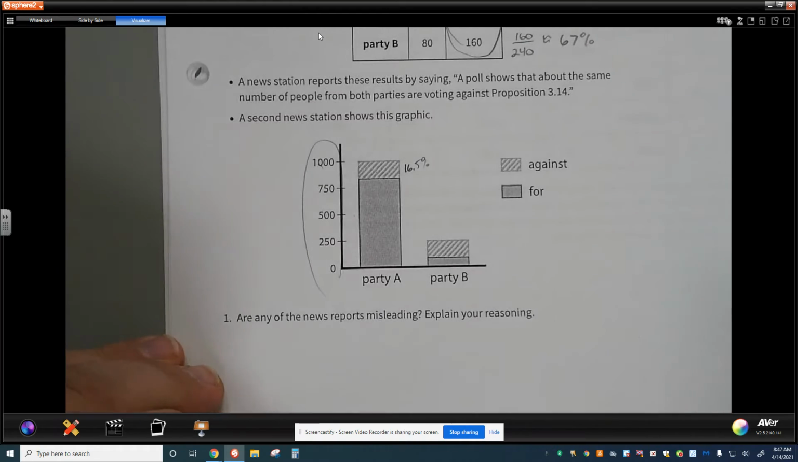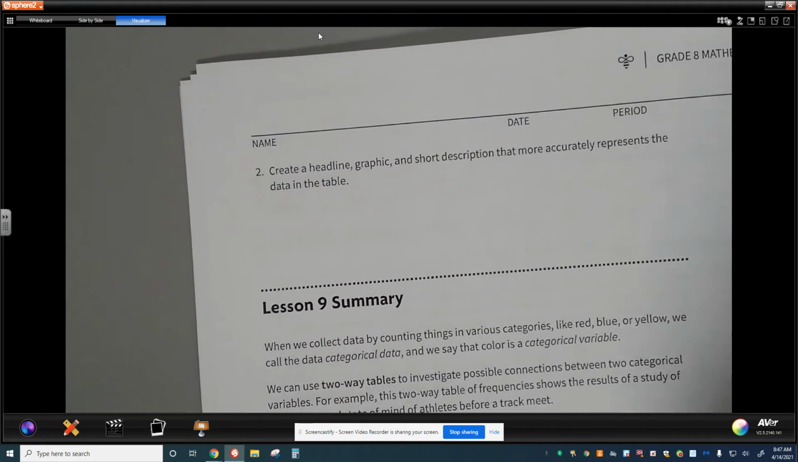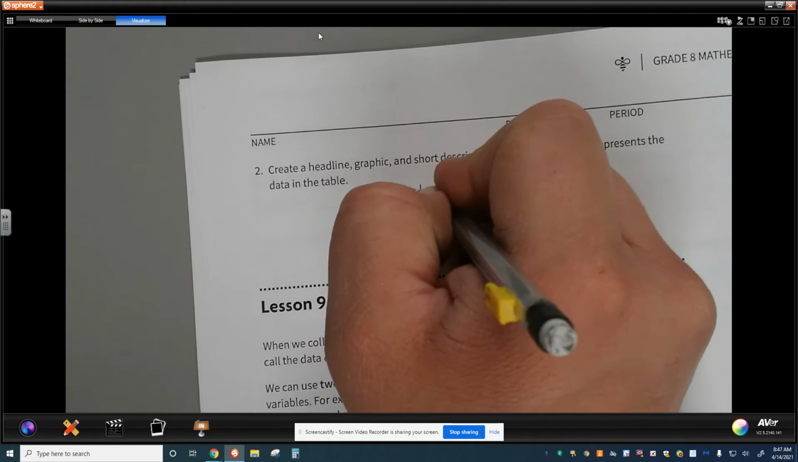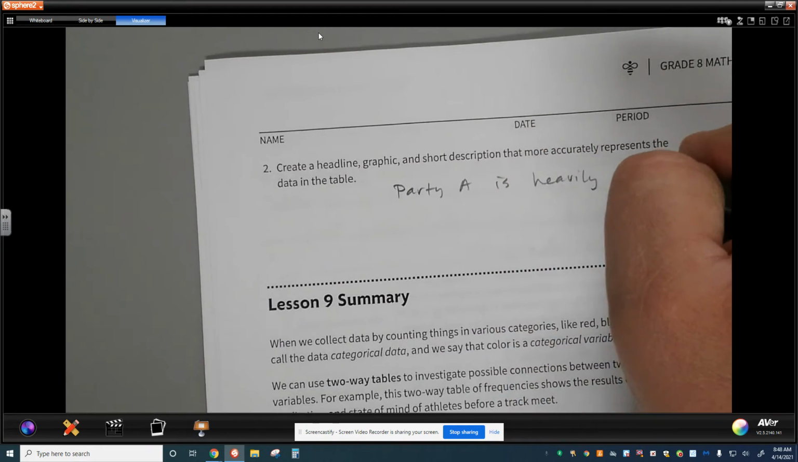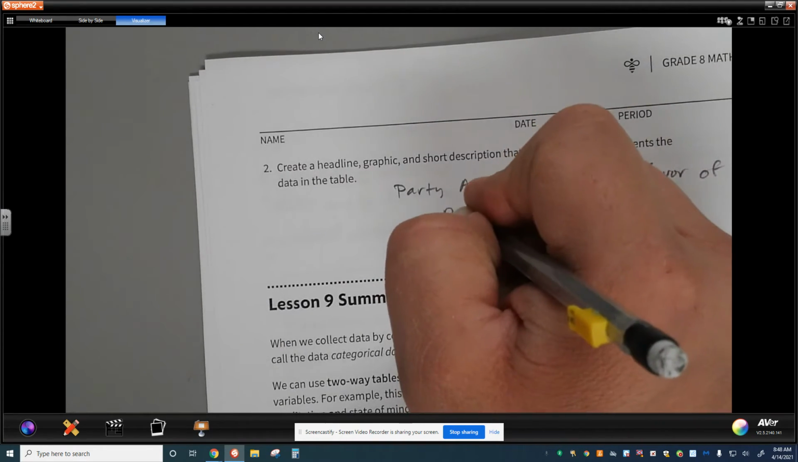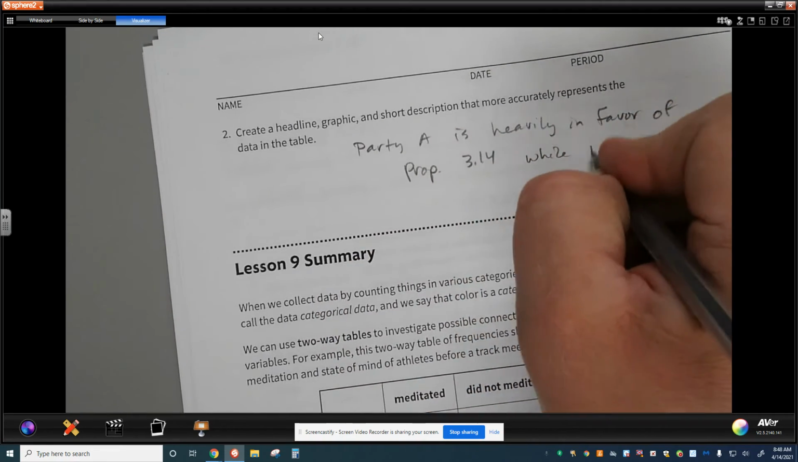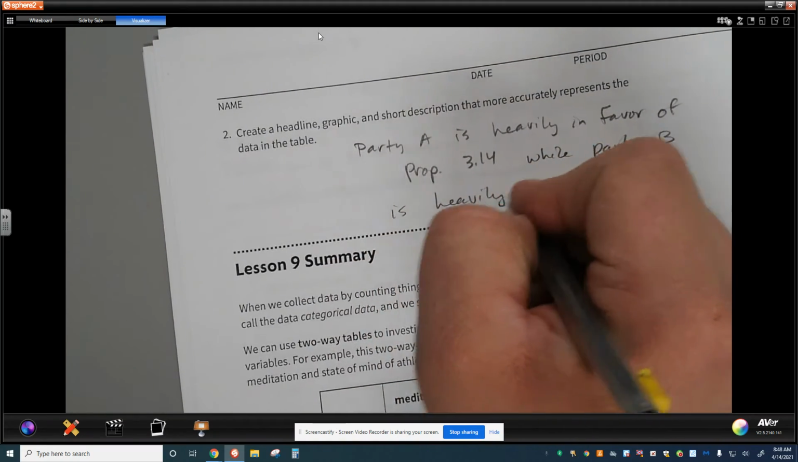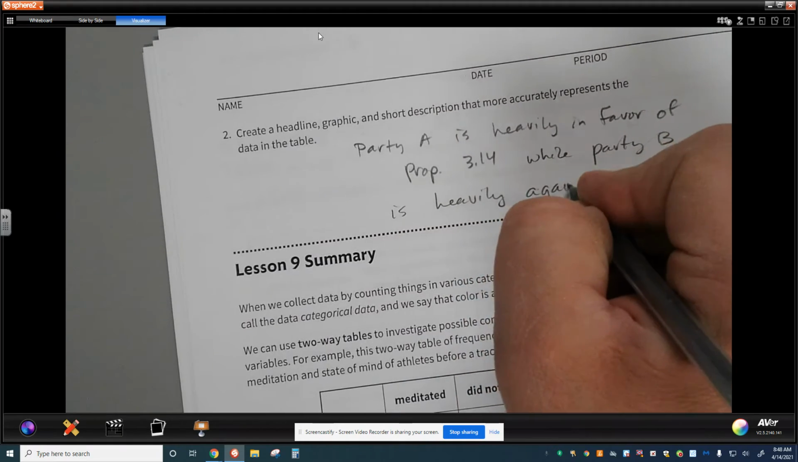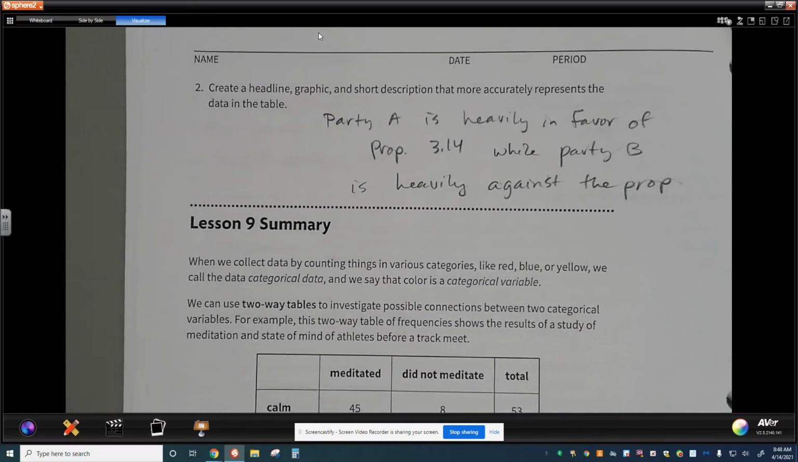So how would you actually talk about this? Well, if we were going to recognize this, there is one question on the next page. It says, create a headline graphic or short description that more accurately represents this. Party A is heavily in favor of Prop 314, while Party B is heavily against it. Okay, that'd be a lot more accurate than the other.